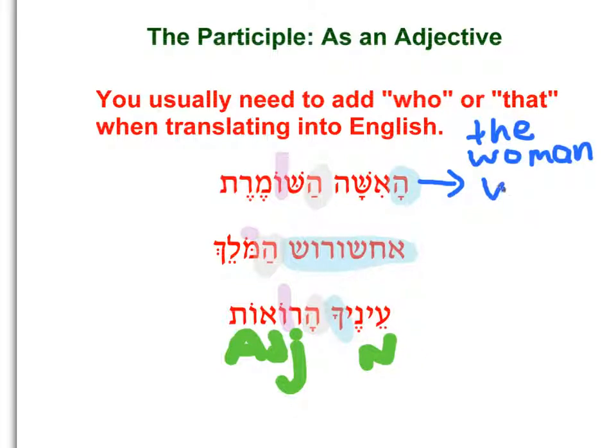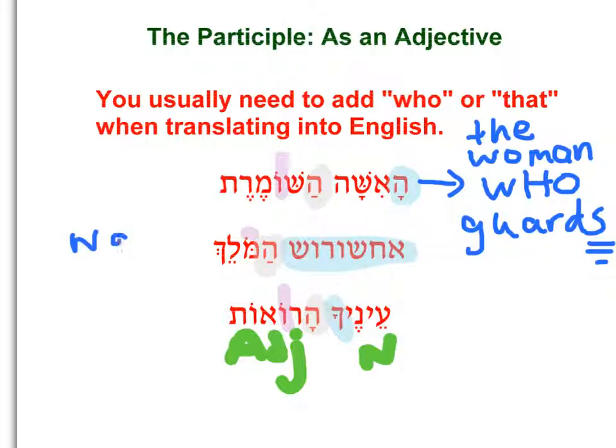who shomeret, who guards. Now, in order for me to figure out if it's guards or was guarding, I have to look to the narrator or to the speaker rule that we mentioned before with verbs. So here in the next one, Achashverosh hamolech, is from Megillat Esther, where I have a narrator.